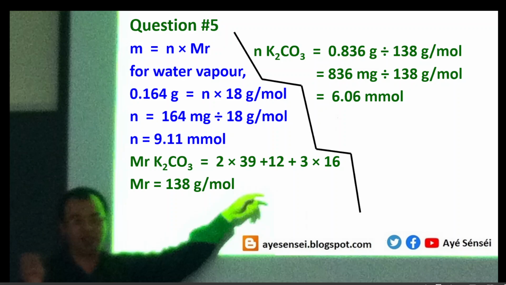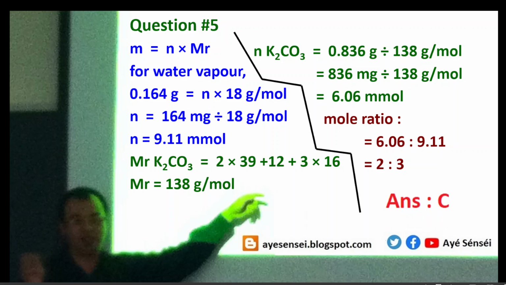Okay, after this, we need to find the mole ratio. The mole ratio is 6.06 over 9.11. The result approximately equals 2 over 3. But in the options, there's no such answer. So we can say that n equals 1.5. So the answer is C. Okay.